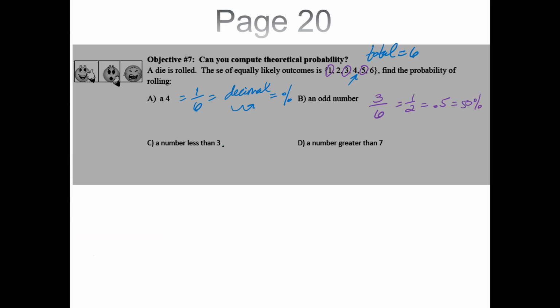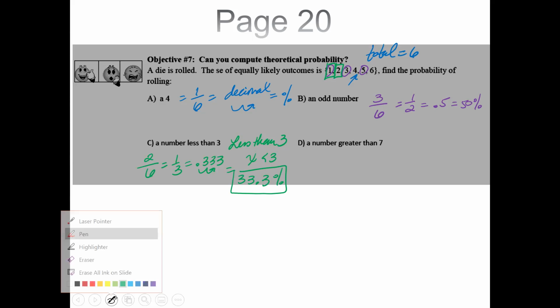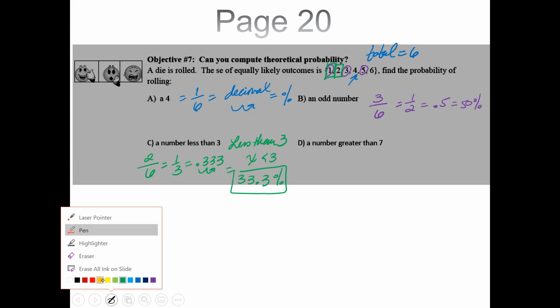Next one, a number that's less than 3. Less than 3 means it is not including 3. So what that means is you are going to use just 1 and 2, because those are the only 2 numbers smaller than 3. So that's 2 out of 6, which reduces to 1 over 3, which is 0.33 repeating. If I convert it into a percent, there is a 33.33% chance that I will roll a die and get a number less than 3.